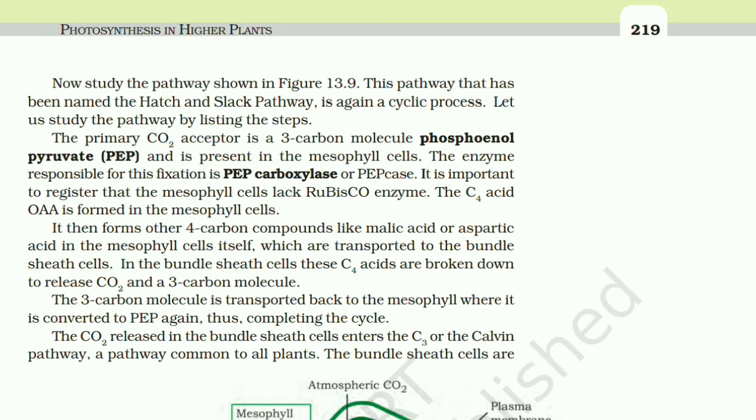It then forms 4-carbon compounds like malic acid or aspartic acid in the mesophyll cells itself, which are transported to the bundle sheath cells. In the bundle sheath cells, these C4 acids are broken down to release CO2 and a 3-carbon molecule. The 3-carbon molecule is transported back to the mesophyll, where it is converted again to PEP, thus completing the cycle. The CO2 released in the bundle sheath cells enters the C3 or the Calvin pathway.